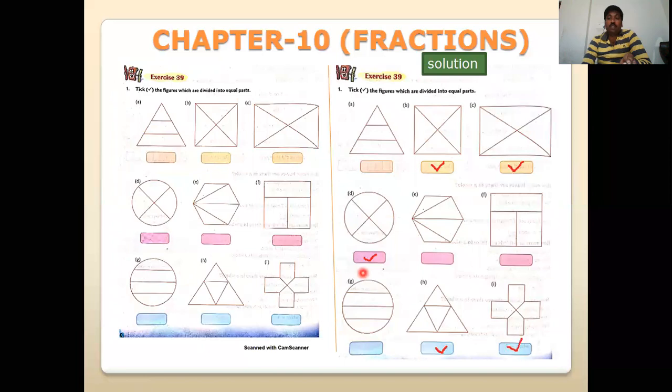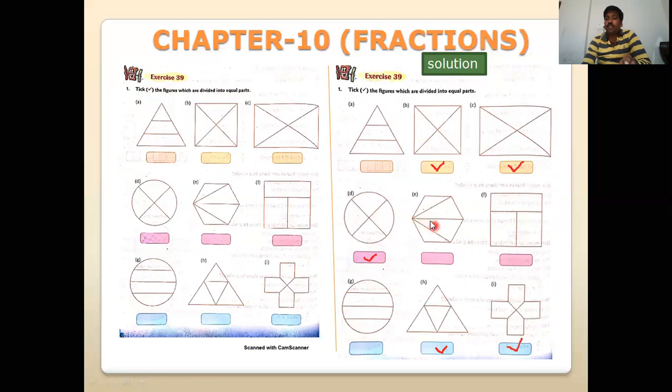From the conclusion of these facts of fractions, we will explain exercise 39. Take the figure which is divided into equal parts. Here we see the questions of your exercise 39, and this is the figure which is divided into four equal parts, 1, 2, 3, and 4. All the parts are equal to each other in the same way.